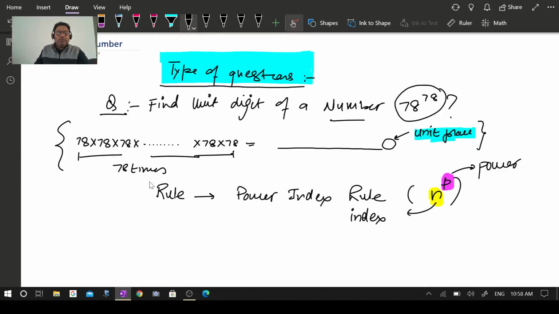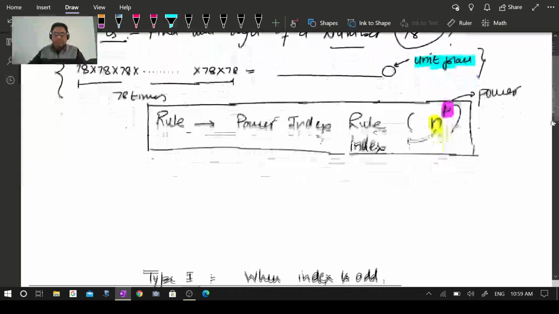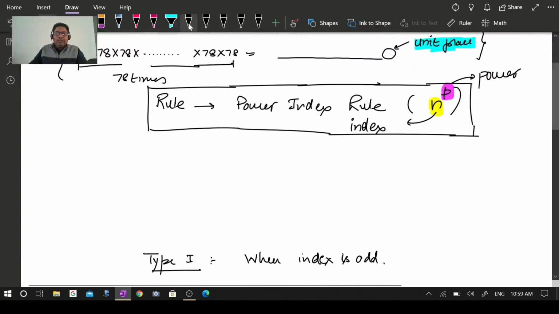And then I come to a very simple aspect, the rule. Now, to be very frank to you, you watch a lot of videos and you would realize there are a lot of rules. But this is a very basic concept. So I'm not going to give you any big standard rules of cyclicity and all the stuff. The rule is called power and index rule. Now listen, P stands for power over here and N stands for index, right?